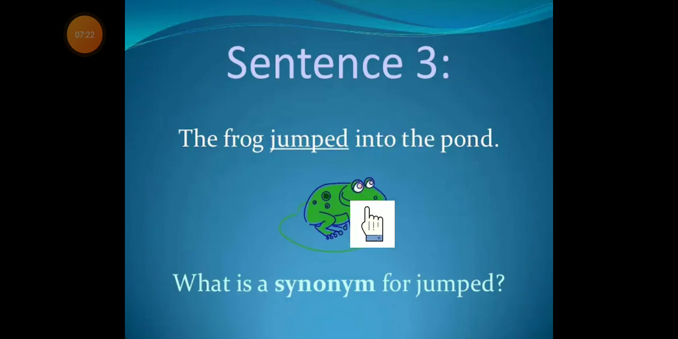Sentence number 3. The frog jumped into the pond. So this is a frog. So what did it do? It jumped into the pond. So what is the synonym of jumping? Yes, can you guess? Synonym of jumping is? Or a synonym for jumped. It means a long jump or a jump, or the frog scroll. Yes, the frog scroll or a jump into the pond. Fine. Scrolling or jumping or this kind of words are the best meaning of the word jumped.